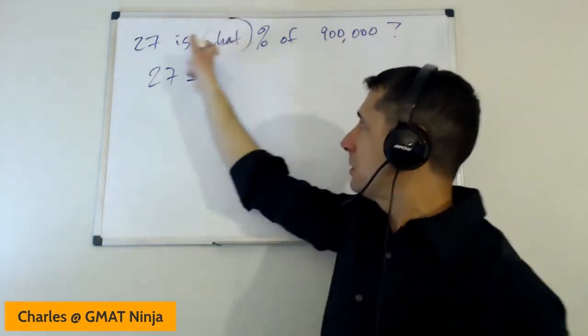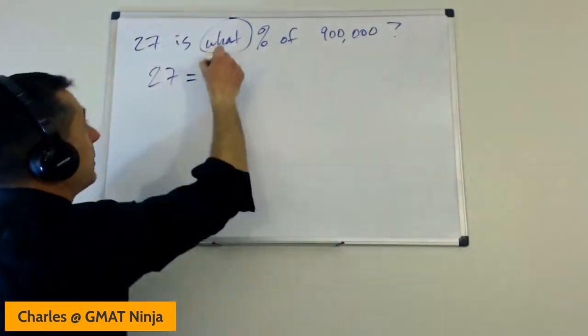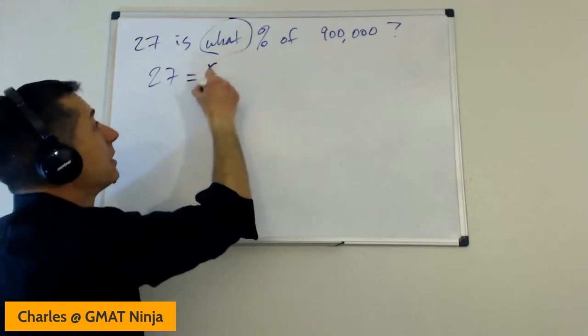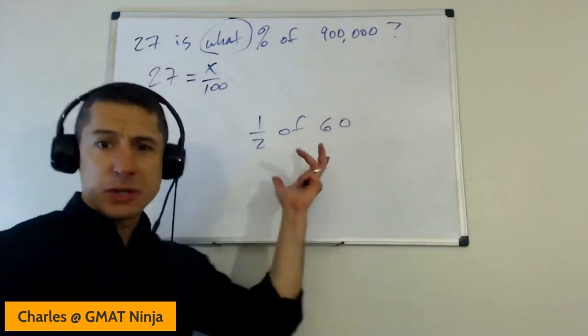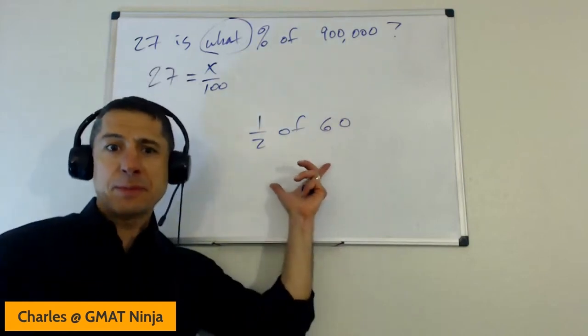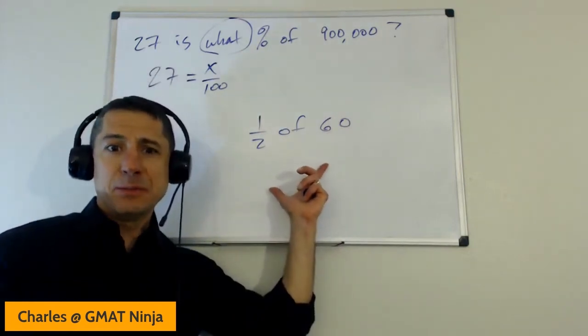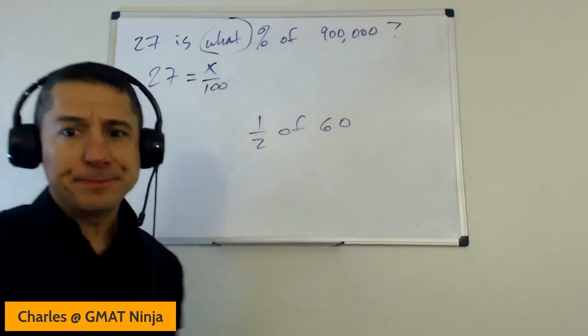Is what percent? What's my variable? Call it X, whatever you want to call it. Percent out of 100. Of means multiply. If I say 1/2 of 60, what are you really doing? You're just multiplying, right? The number 30 pops in your head right away as soon as you see this. But what are you doing? Of means multiply mathematically.